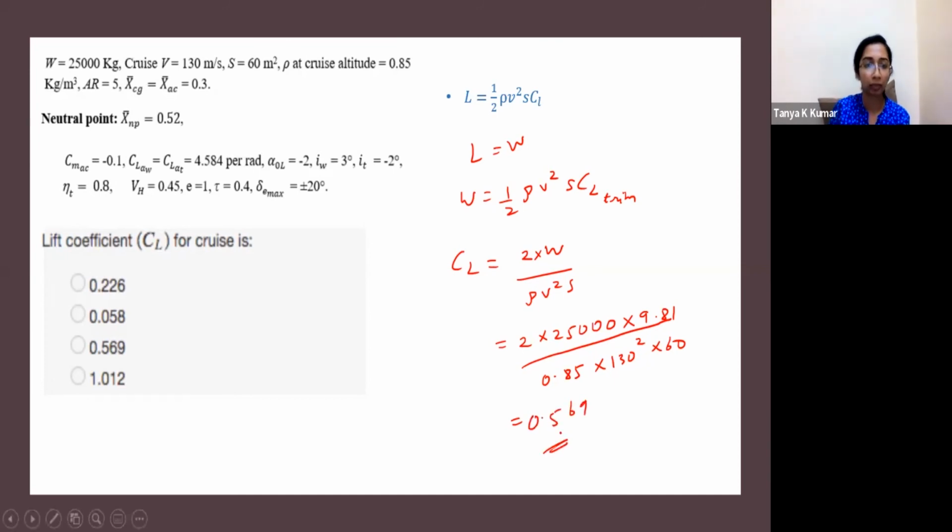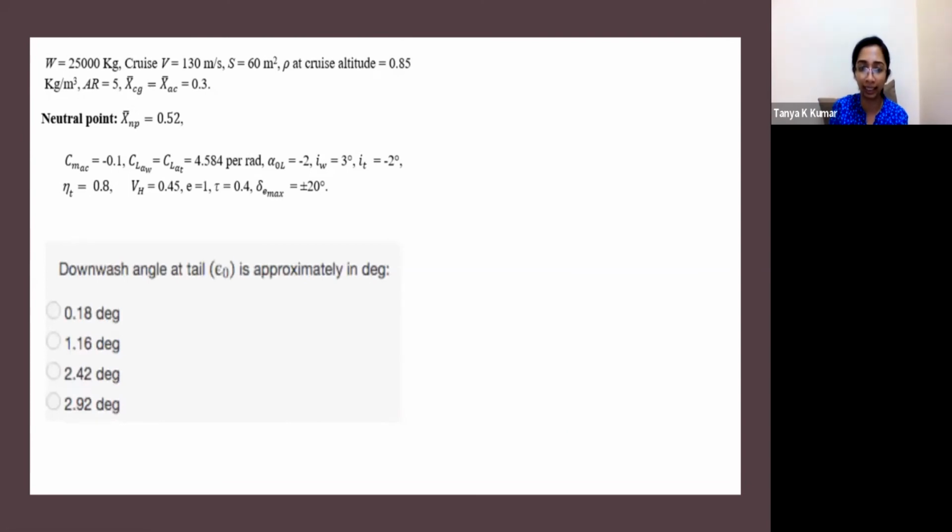0.569. Okay. Next question is calculate the downwash angle at tail in degrees. We just use this formula. Can someone tell me what the formula would be or what the final answer would be? We just used the epsilon naught formula in the previous question. Epsilon naught is equal to, right? So we have 2 into CL naught. Okay, it's there. How do we find out this CL naught with the given data? Can someone tell me how to find the CL naught with the given data?